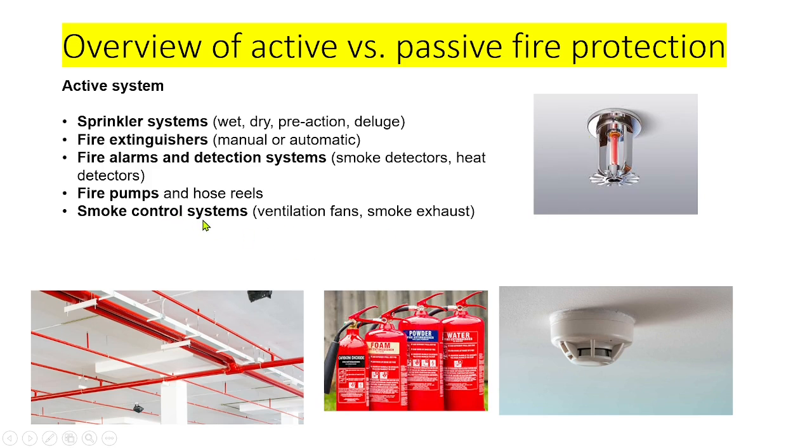Our last one is the smoke control system, which is part of the HVAC system. We need to extract the smoke from the building during the fire, because a lot of deaths happen due to smoke inhalation by occupants. So we need to remove the smoke. But this system is part of HVAC. This is part of the active fire protection system.